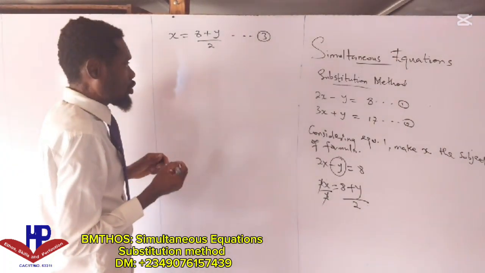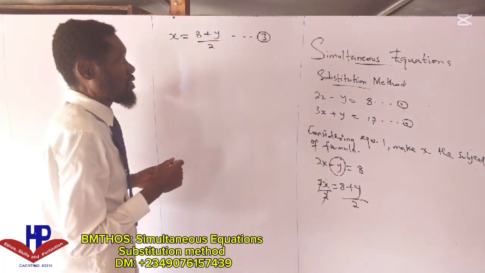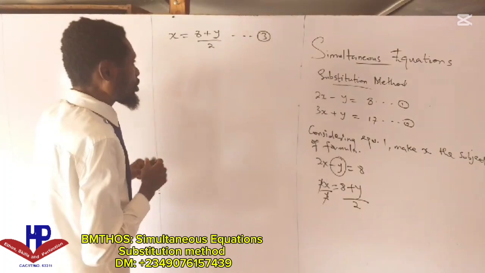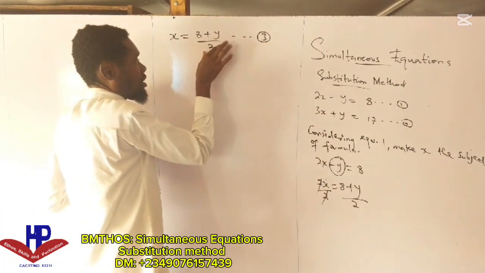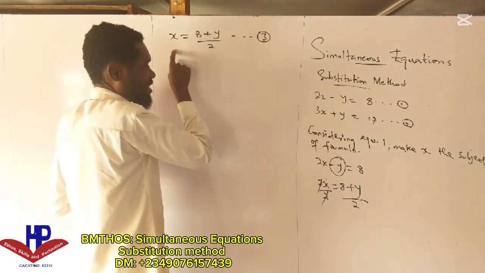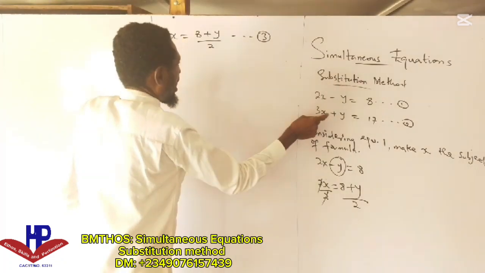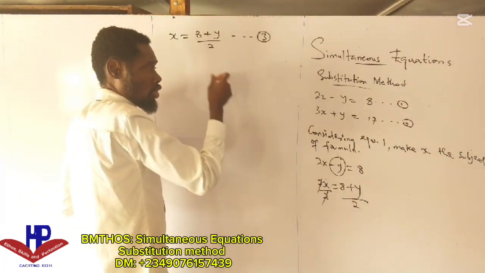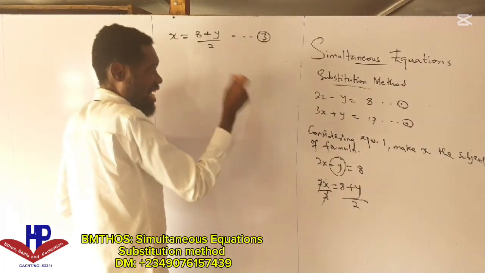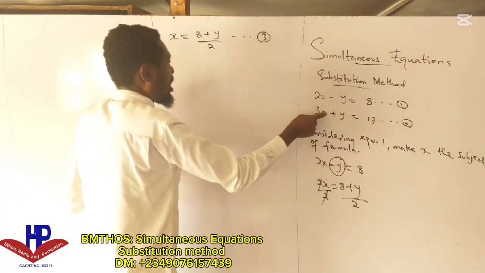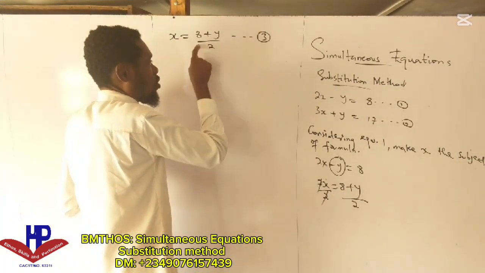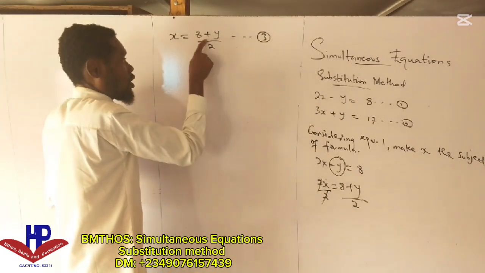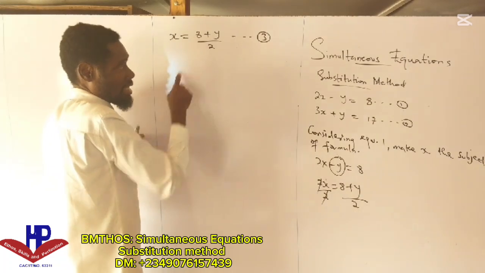I am going to substitute equation 3 in equation 2. I am going to substitute this particular expression in equation 2. So here I see x in equation 2, I'll write 8 plus y over 2. That is why it's called the substitution method. Anywhere I see x in equation 2, I'll write 8 plus y over 2, because we said x is equal to 8 plus y over 2. I want to do that now.